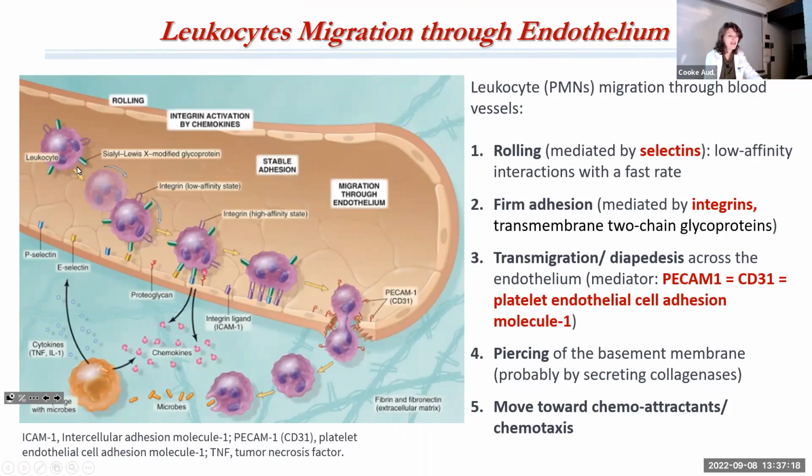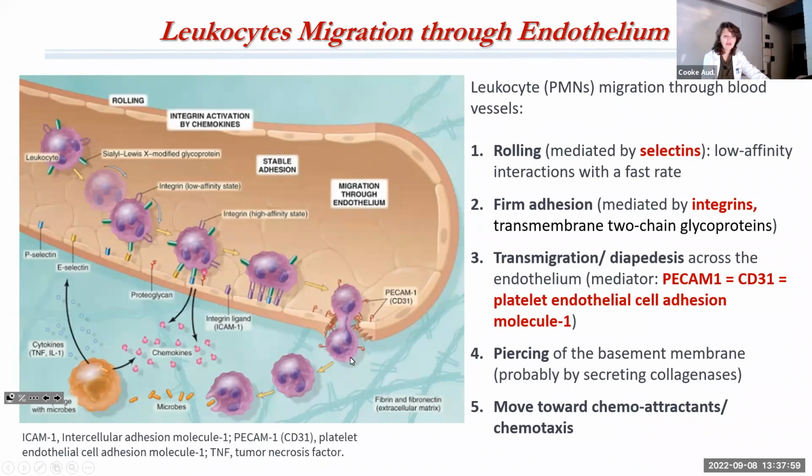Right. Okay, so let's talk about the leukocyte migration through the blood vessels. There are a few steps. The first is rolling. This is a low affinity, fast rate interaction mediated by selectins. And you have here an example of selectin. The next step is firm adhesion. So they roll, they roll, they roll, they go towards the endothelium. Here, there's firm adhesion taking place, mediated by integrins, which are a class of leukocyte surface proteins. These are two-chain glycoproteins. Integrins, selectins, integrins: rolling, adhesion.